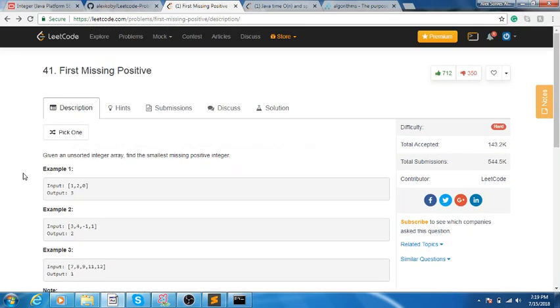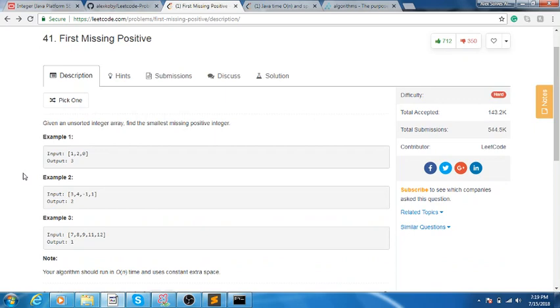Hey everyone, so today I have Leetcode Question 41, which is find the first missing positive number in a list. In this question, you're given an unsorted array and it contains only integers, and you're supposed to find the smallest positive integer that's missing.